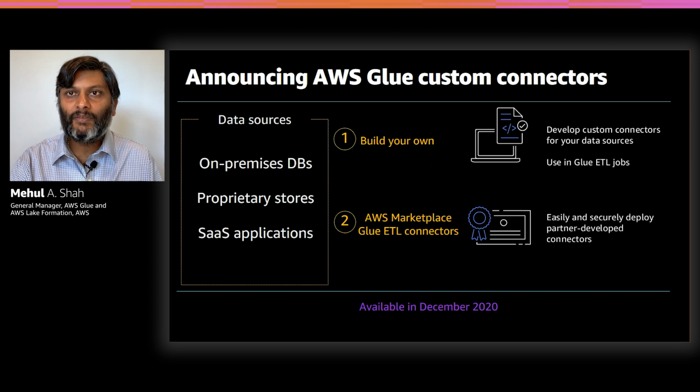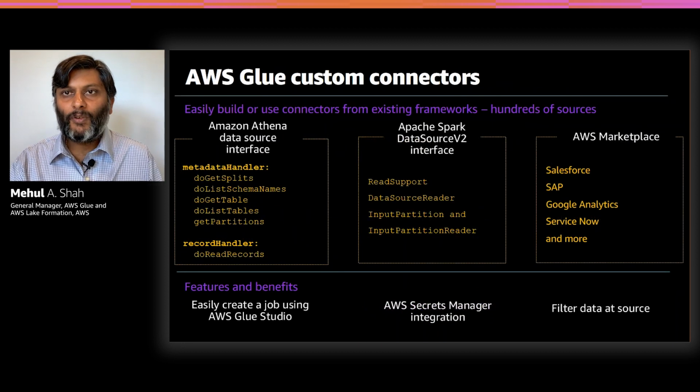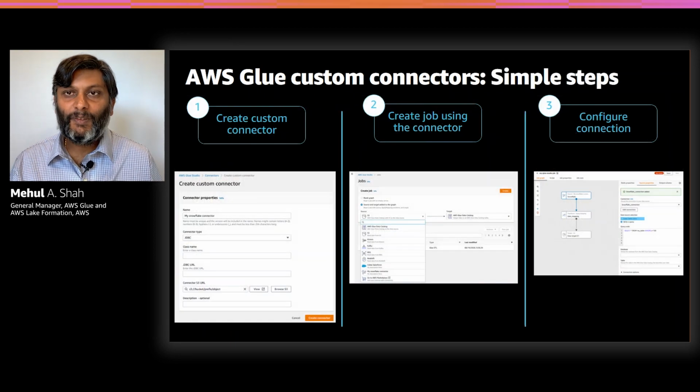Well, now you can have a connector that you can build on your own and reuse in Glue Studio, or you can pick up a connector from AWS Marketplace, where there's a bunch of third parties that have developed connectors, and you can use it directly in Glue Studio to access the data. We have a variety of connectors that we support. We support Athena data source interface connectors, where you basically have to fill out about 6 different interfaces. We support Spark Data Source v2 interface connectors, and we also support connectors from the AWS Marketplace.